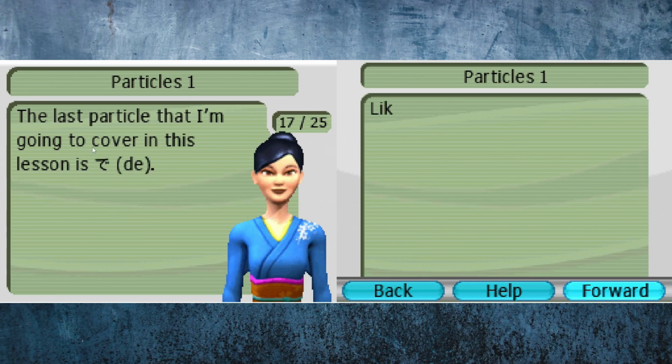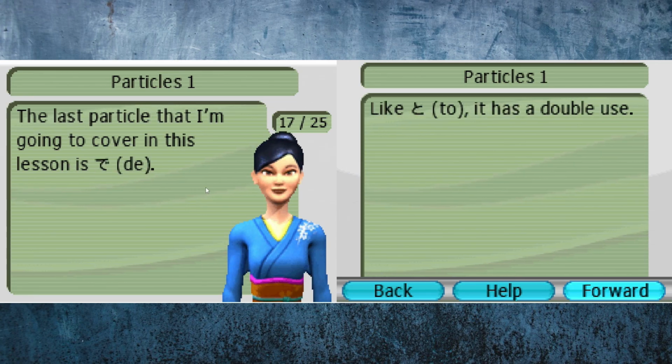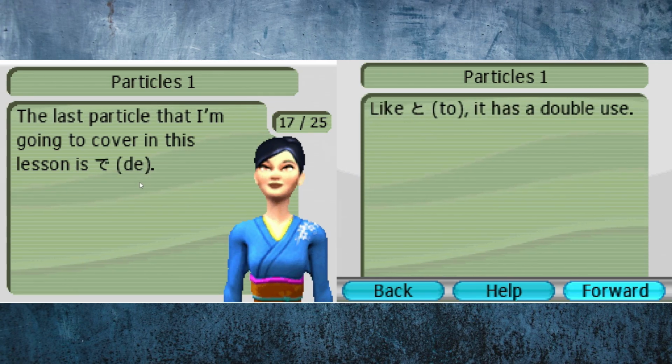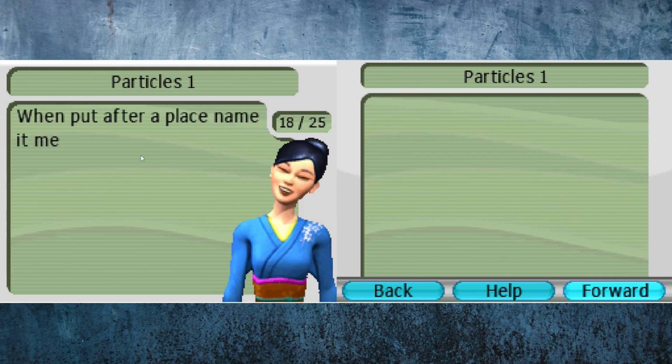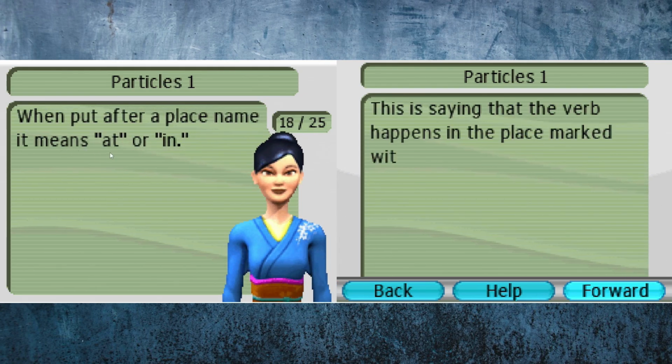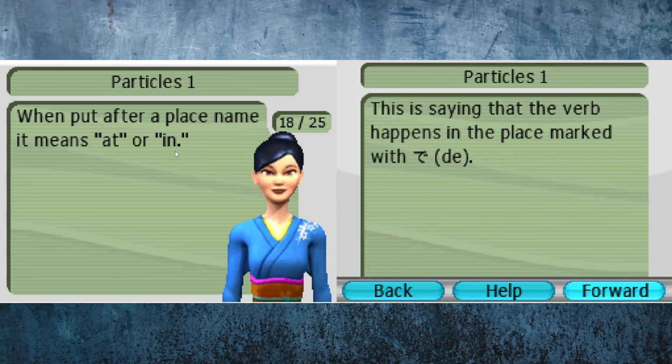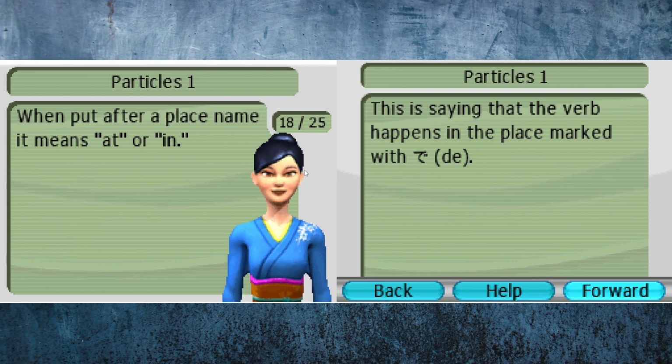The last particle that I'm going to cover in this lesson is de. It's similar to ni. It also means at or at a place. Like to, it has a double use. When put after a place name, it means at or in, similar to ni, but ni is put between specific verbs, I believe, and time as well is what ni is used for. And this is just used for places, I believe. This is saying that the verb happens in the place marked with de.